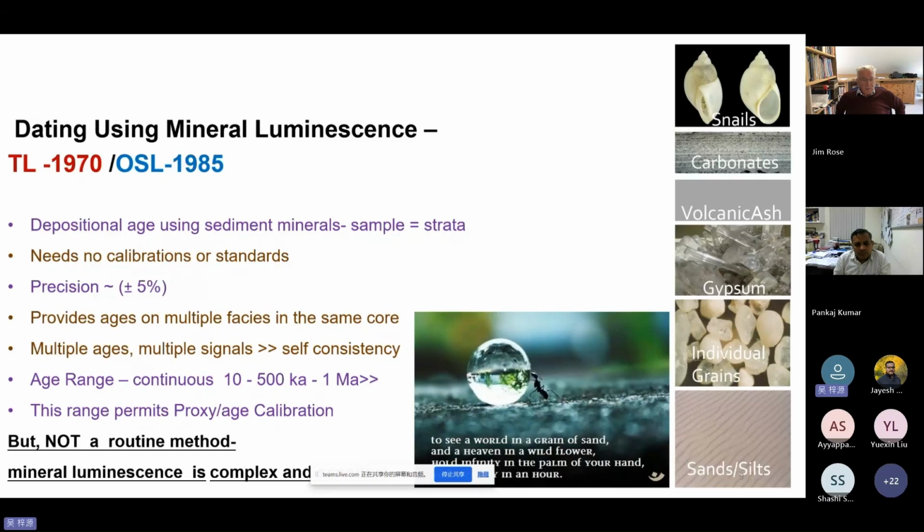It needs no calibration or standards. In fact, one of the questions against luminescence dating has been that we don't have standards. But what people forget is that we have internal standards of calibration, and that allows us to build up a self-consistent story. And we do not need any external standards.